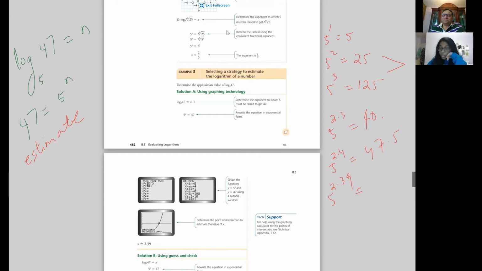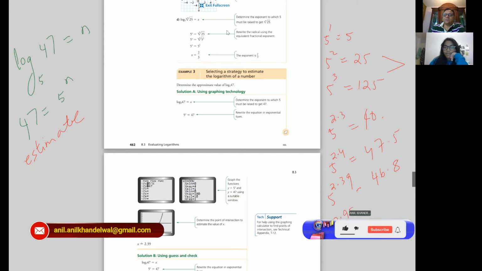Five to the power of 2.39 gives 46.8, which you could round to 47. Okay, so 5 to the power of 2.395. Oh, sorry, 2.395, I had misread it. Let's see, 5 to the power of 2.395. Calculate this one.